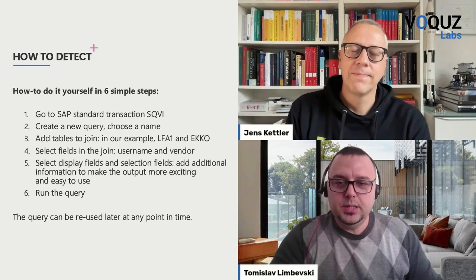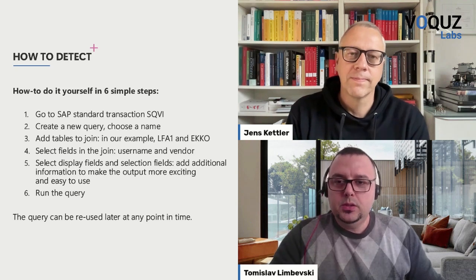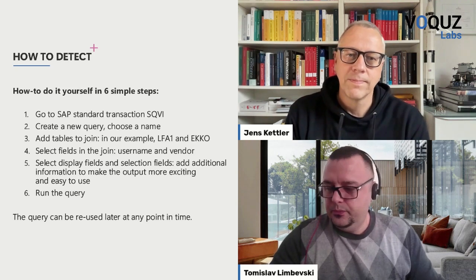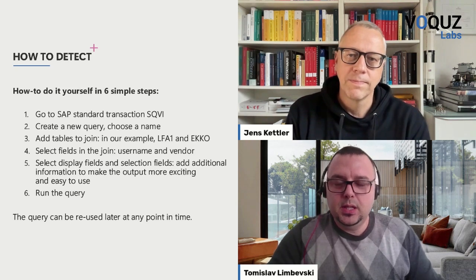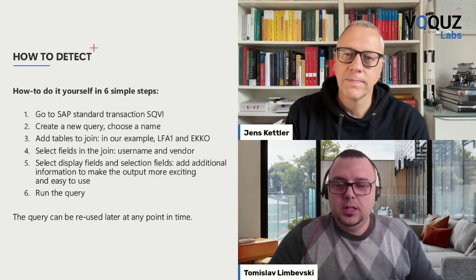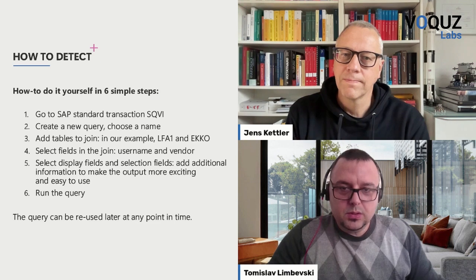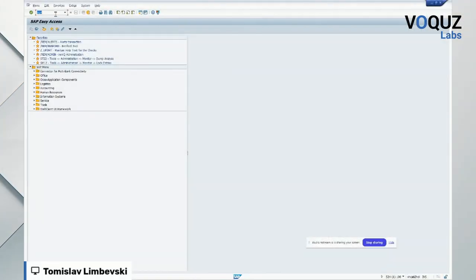So basically, as it's written in the slide here, there are quite some simple steps which need to be done. First, you need access to the SQA transaction. Then the next step is to create a new query, actually to add the name to the query, add the description, add the tables, then select the fields in the join. But let me show you how this looks in the system actually. Okay, let's go to the SQA transactions.